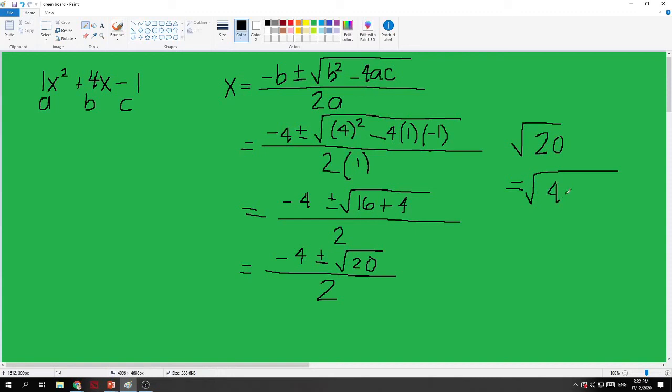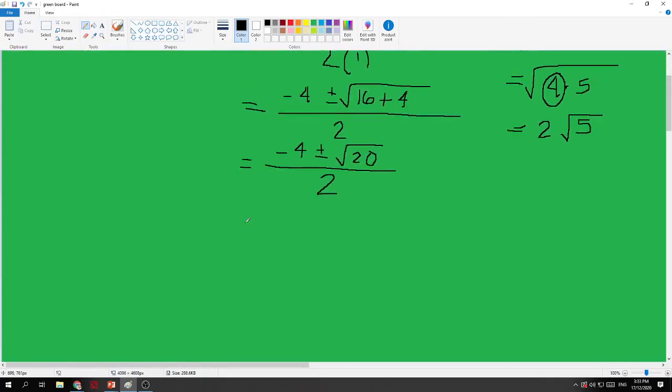4 times 5. So I'll be using 4 times 5. And what is the square root of 4? Oh, you write 2 outside, and what remains inside is the square root of 5. So that's the thing that I'll be writing now. Let's move this down. So I'm gonna have negative 4 plus minus 2 square root of 5 all over 2.